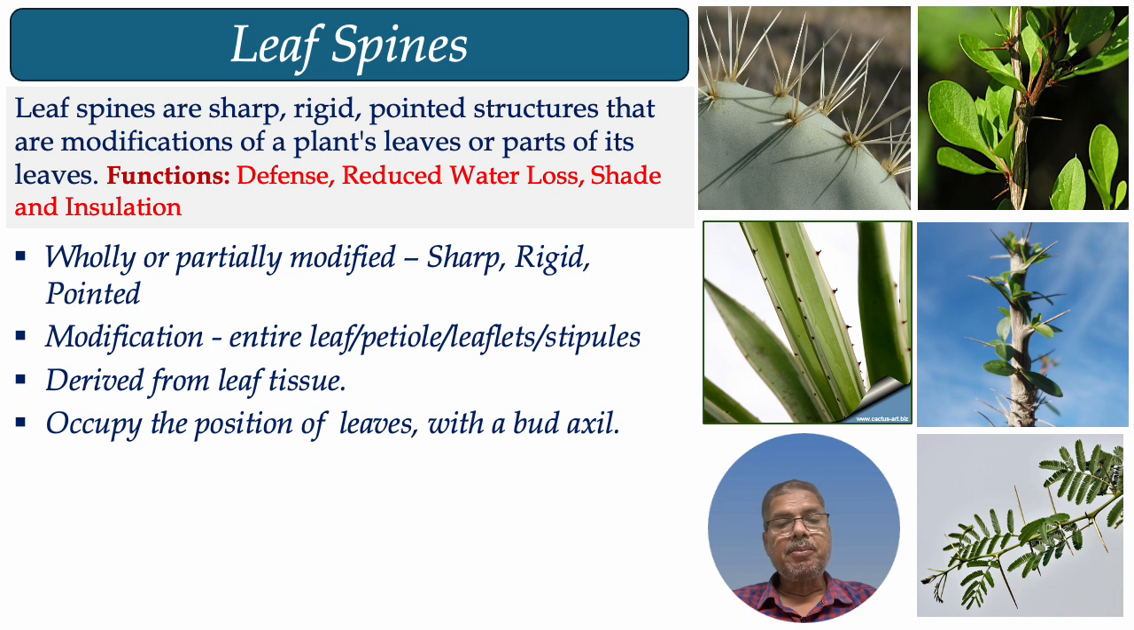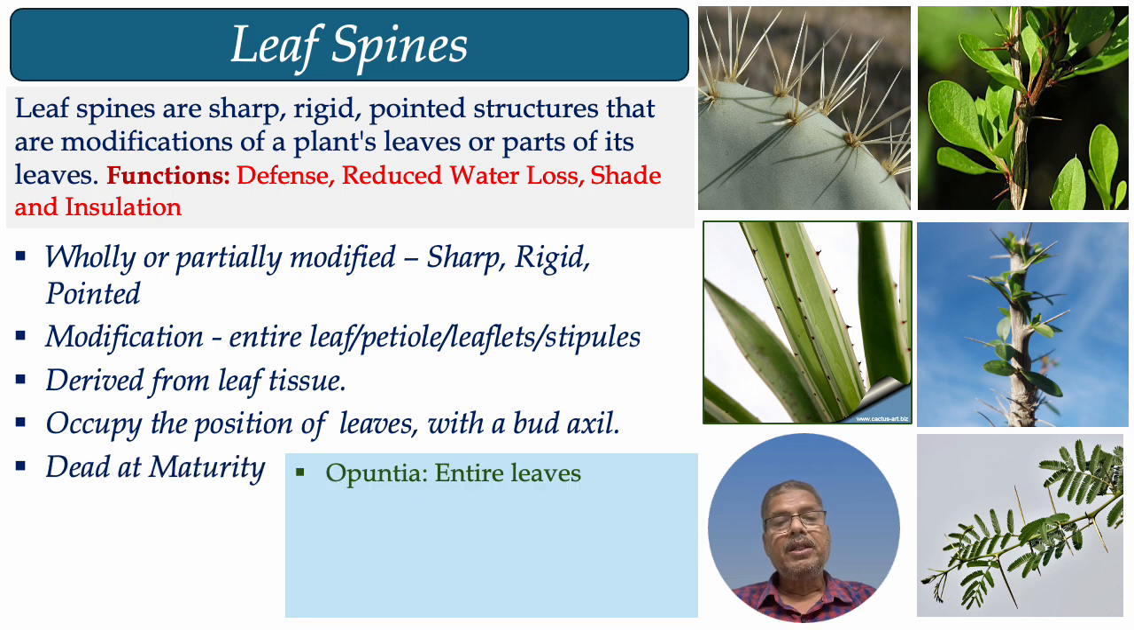Many spines become dead at maturity and are full of fibers, losing their photosynthetic capability. The functions of the leaf spines include defense against herbivores. The sharp, rigid nature of the spines discourages animals from consuming the plant, protecting it from grazing.